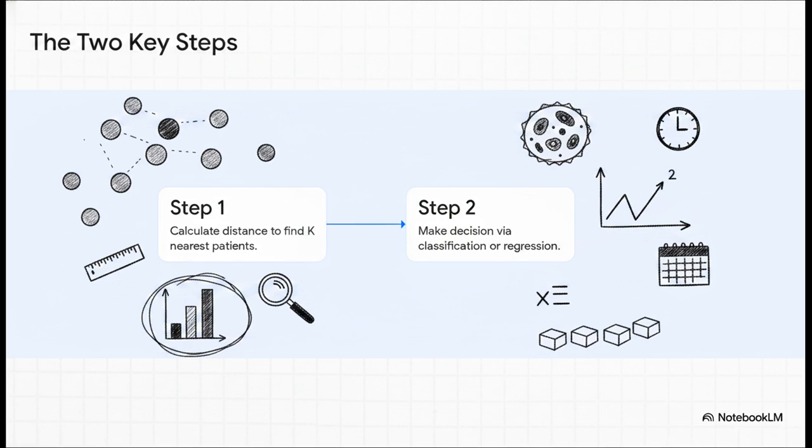Now, if we were diagnosing a condition like cancer, we'd use something called classification and just take a majority vote. But because we're predicting a continuous number, days in a hospital bed, we use regression. That simply means we take the exact average of our nearest neighbors.